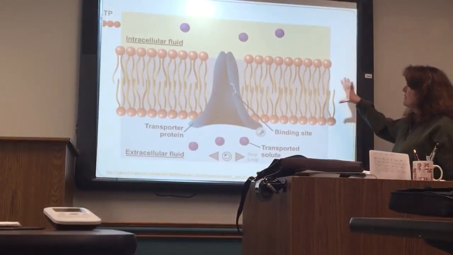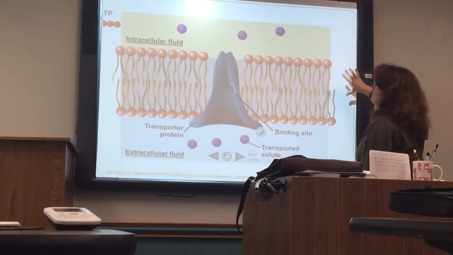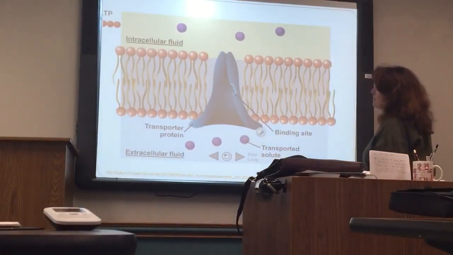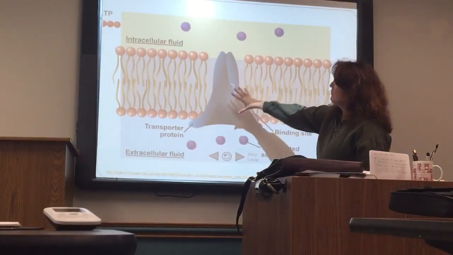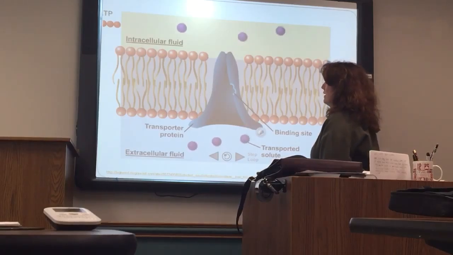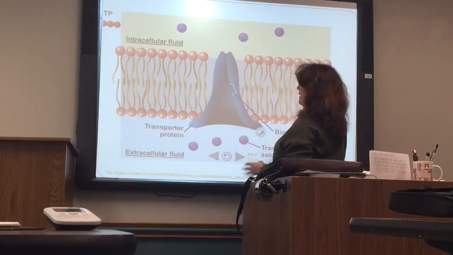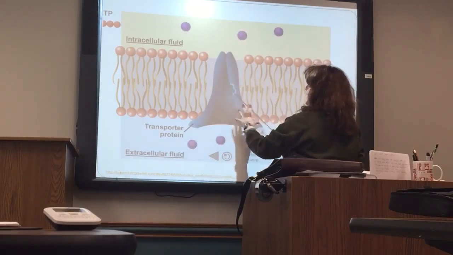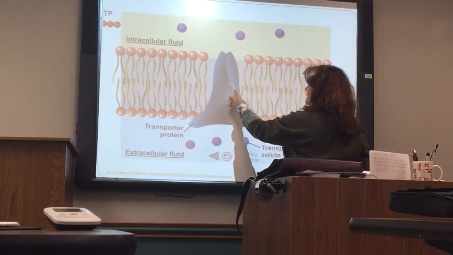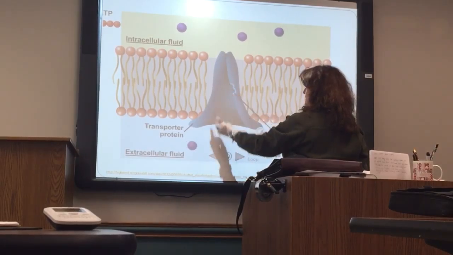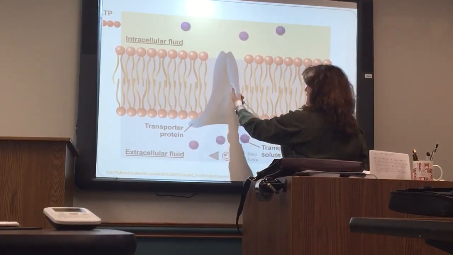So here we have a phospholipid membrane. Here we have these little purple balls. Purple balls are going to be polar. There's no way to get across except through a protein. And so the cell wants these purple balls inside. So here's our protein. It has a particular shape. Look at our little binding site. Notice that that binding site, if you can see that, doesn't look the same as the purple ball. It won't fit it.